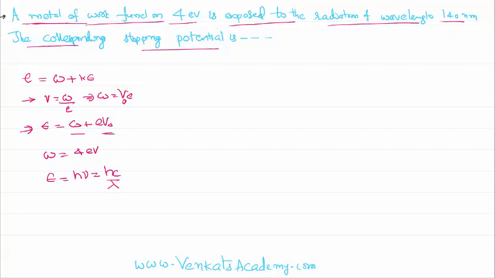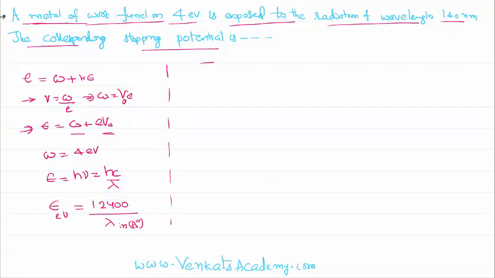We know the value of h, we know the value of c, and we know the value of lambda. If you substitute the values of h and c, and the value of lambda in angstrom, you will get a calculation like 12,400 by lambda in angstrom, which gives the energy in electron volt. That can be calculated.